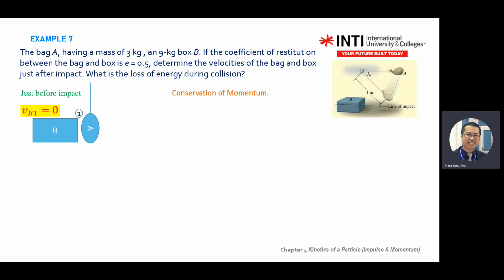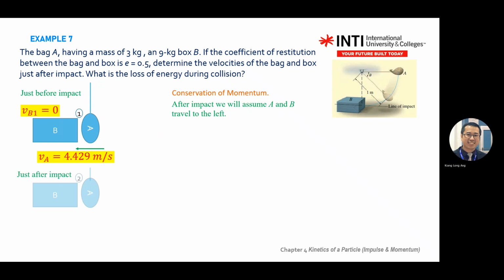You look just before the impact. You use conservation of momentum. Means two bodies before impact, you freeze the time. Then you use before and after, conservation of momentum. So you have just before and just after.